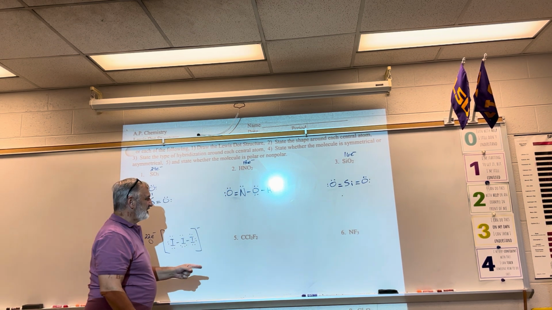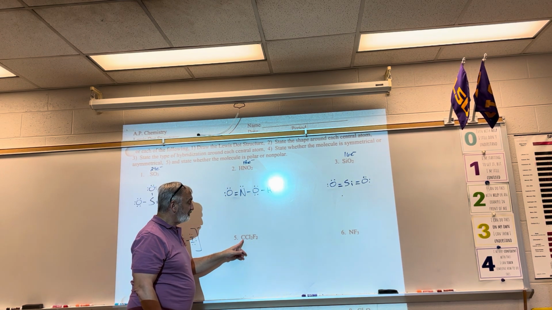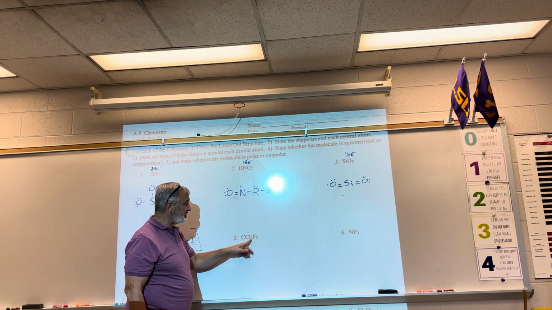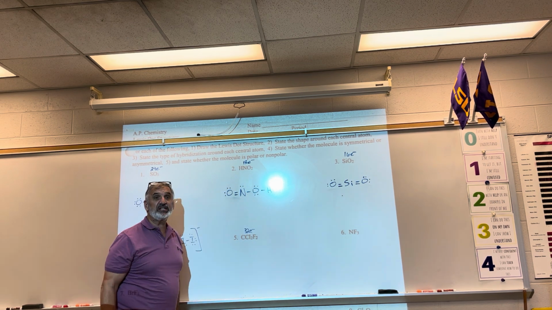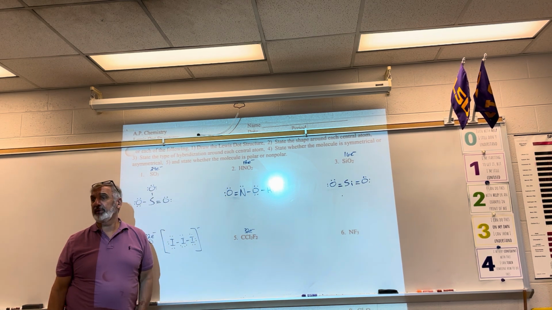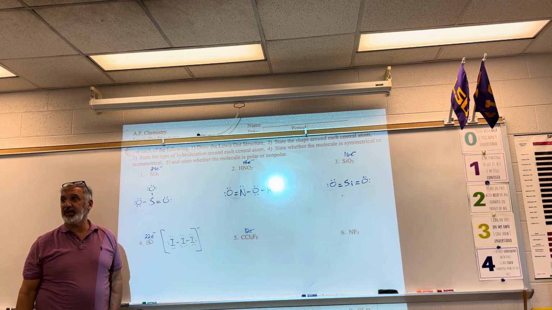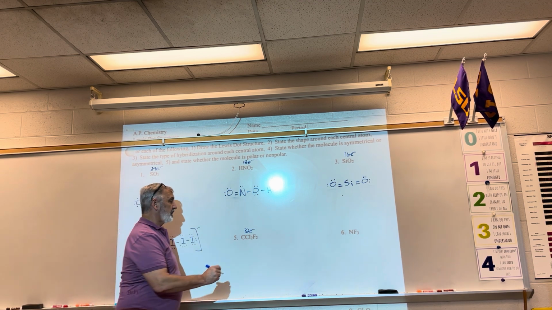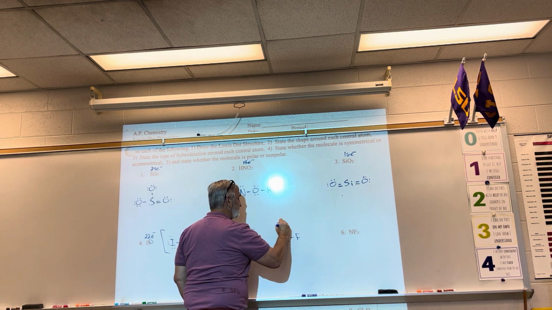So again, CCl2F2. First off, let's count. Carbon has 4, and then 4 times 7 is 28, so there are 32 electrons. What's my central atom going to be? Carbon. How did you know that, Carter? It has the lowest number of valence electrons. So carbon, and it doesn't matter where you put these.